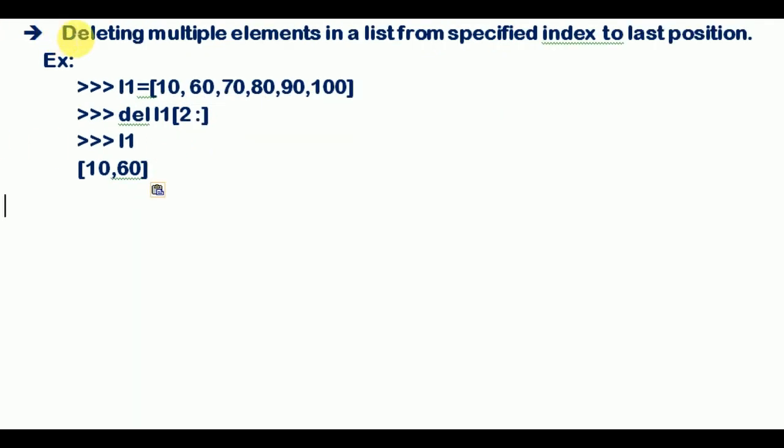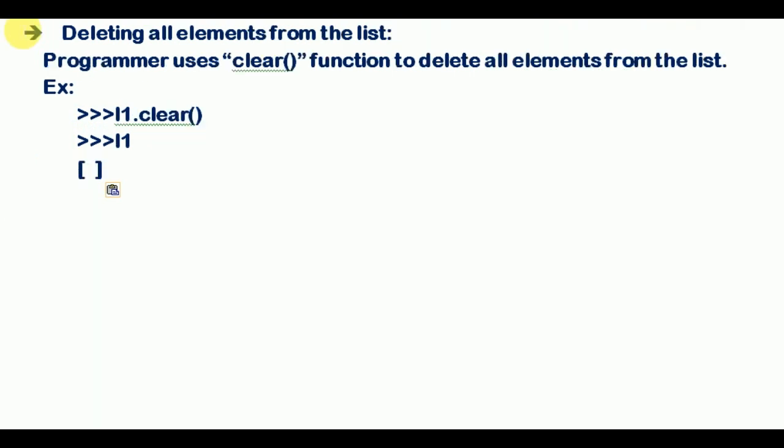So next is delete multiple elements in a list from specified index to last position. So here we have one starting position, and this is the last position which is not exactly given inside the list. So here we have second position, what is that, that is 70. Okay, and last position is 100. So from 70 to 100 the elements would be deleted from the list. So answer would be 10 and 60. That is the answer.